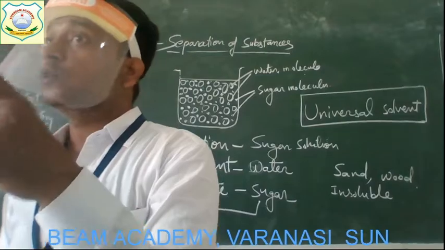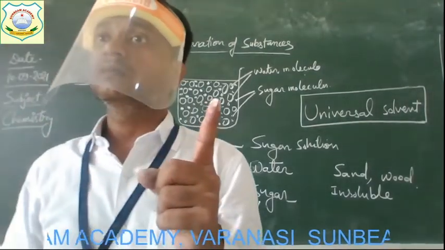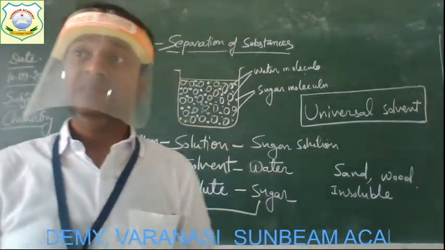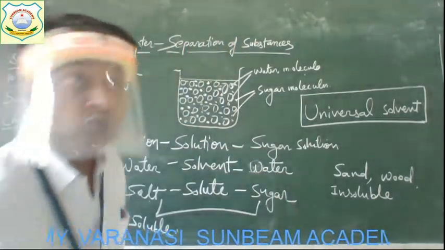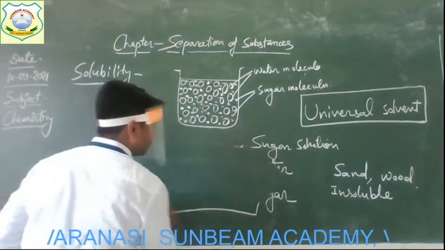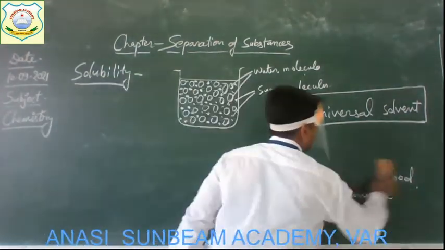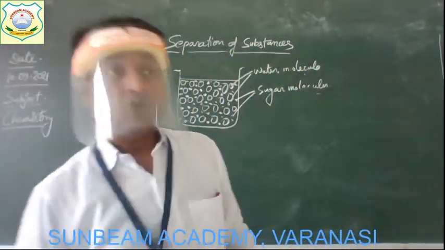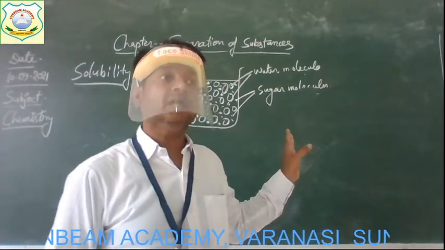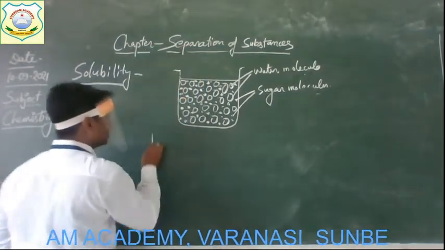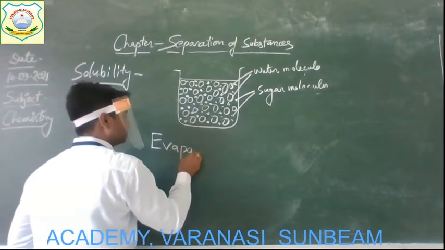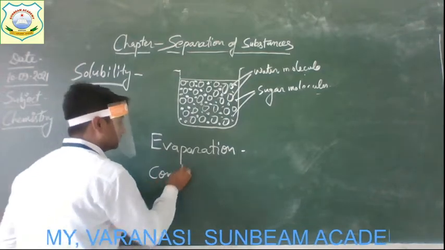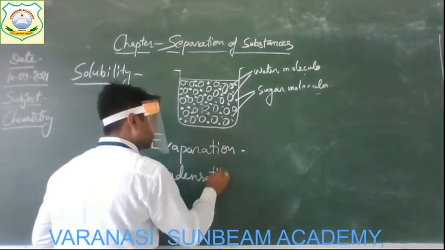And the process of cooling down of water vapors is known as condensation. What is it known as? Condensation. So here you have the two processes by which we can obtain our what? Water and this dissolved sugar or salt. The first process is evaporation and the second one is condensation.